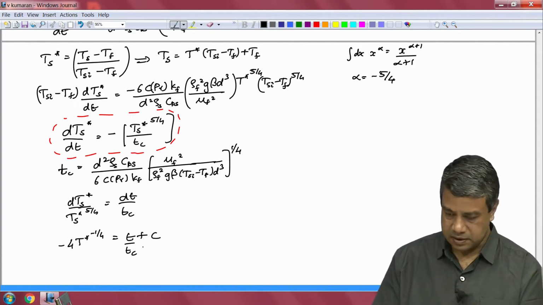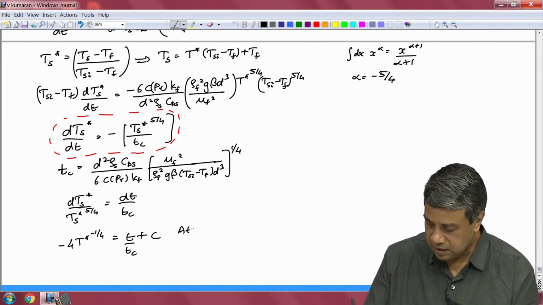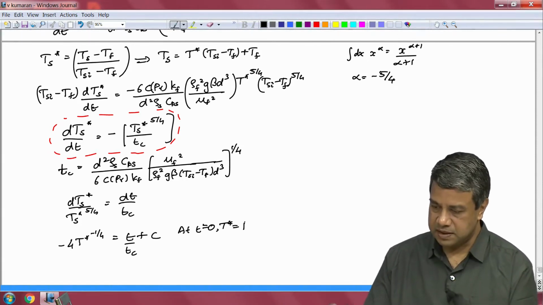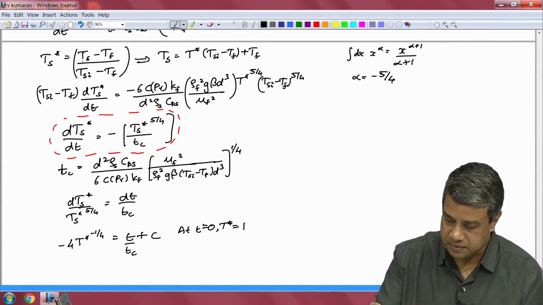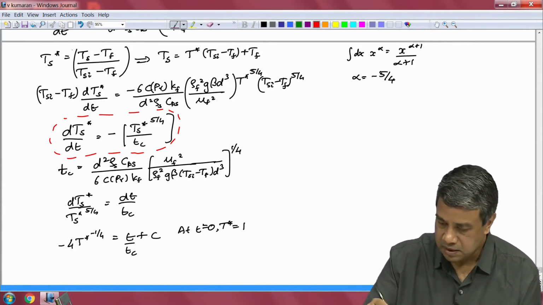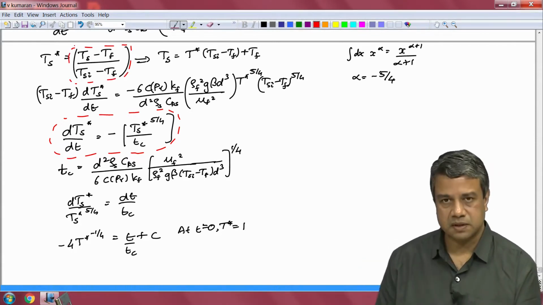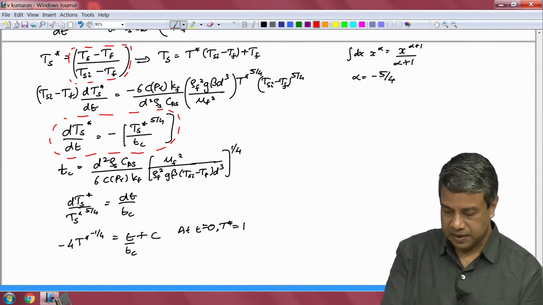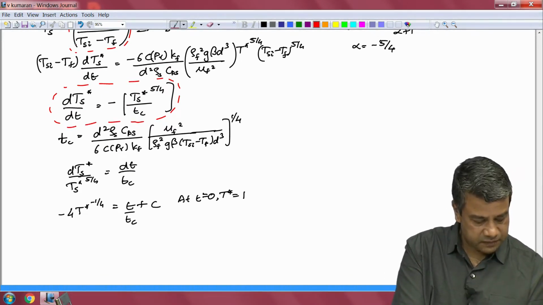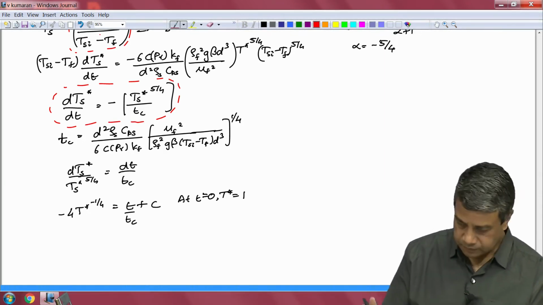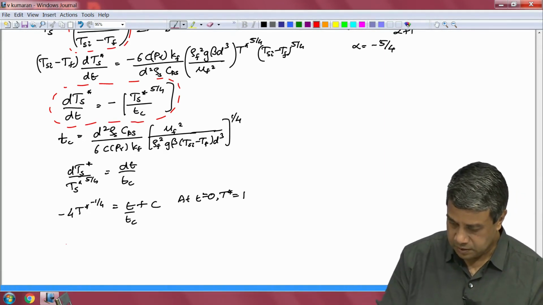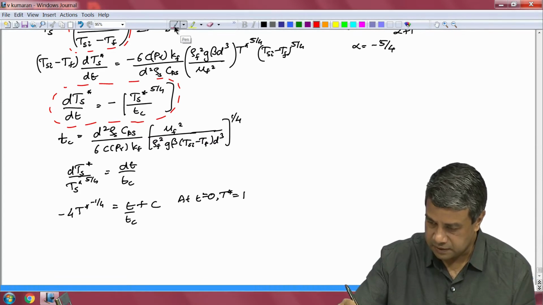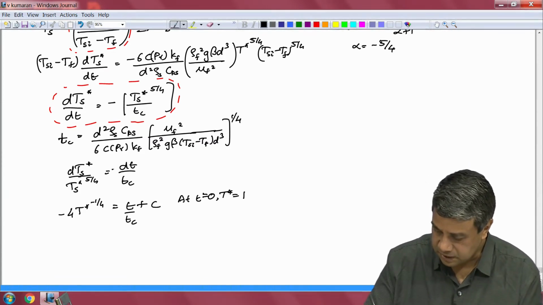Then you impose the condition that at t equal to 0, Ts star is equal to 1, because Ts star is the scaled temperature, the difference between the instantaneous temperature and the fluid temperature divided by the initial temperature and the fluid temperature. So, because of that you will get Ts star equal to 1 at t equal to 0, and my final expression for the temperature field is going to be equal to... I should have a negative sign on the right side here. Yes, I should just put a negative sign on the right side here.